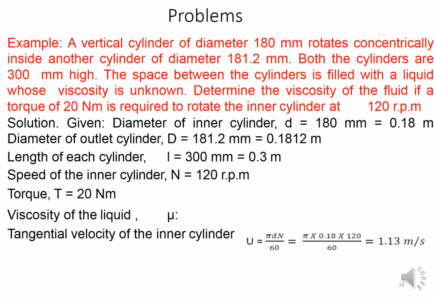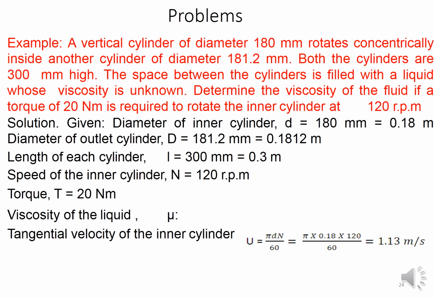So we'll see some of the problems here. A vertical cylinder of diameter 180 mm rotates concentrically inside another cylinder of diameter 181.2 mm. Both the cylinders are 300 mm high. The space between the cylinders is filled with a liquid whose viscosity is unknown. Determine the viscosity of the fluid if a torque of 20 Newton meter is required to rotate the inner cylinder at 120 rpm. First write down the given data.